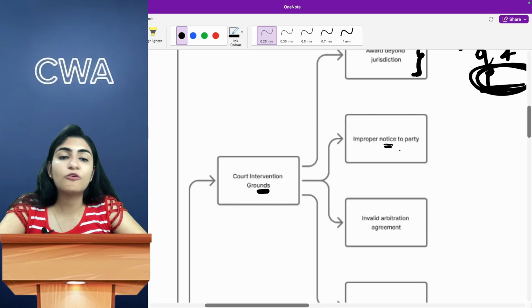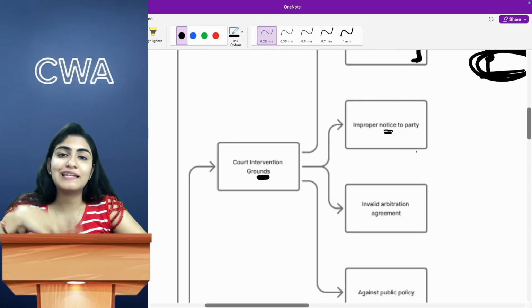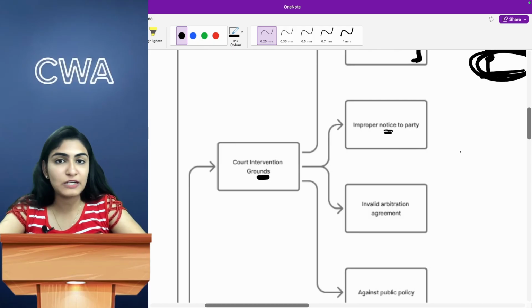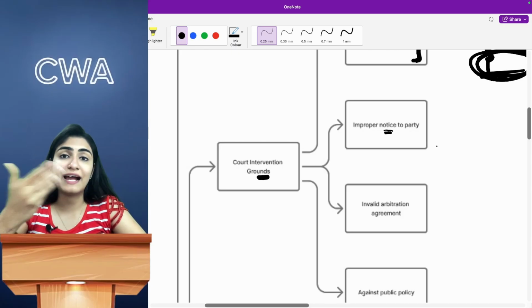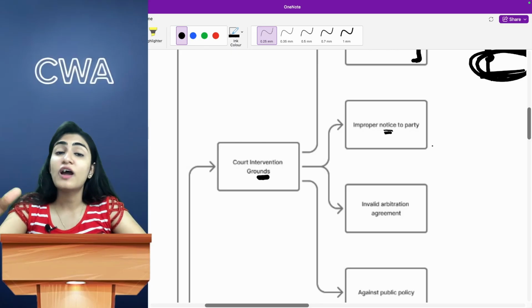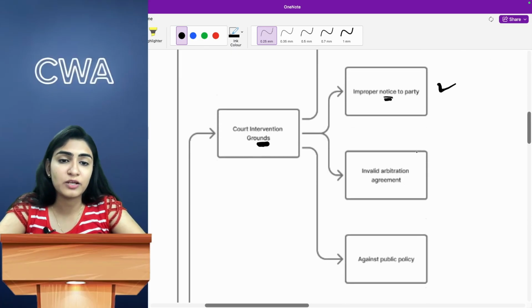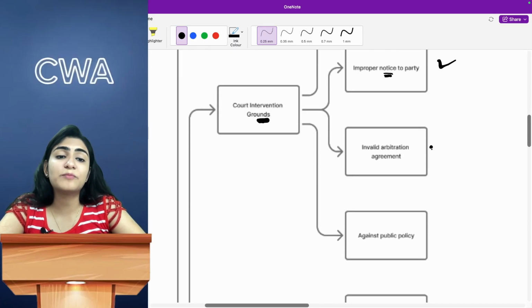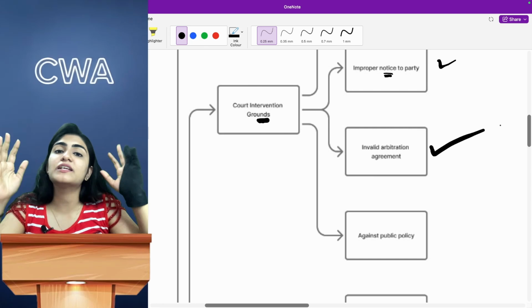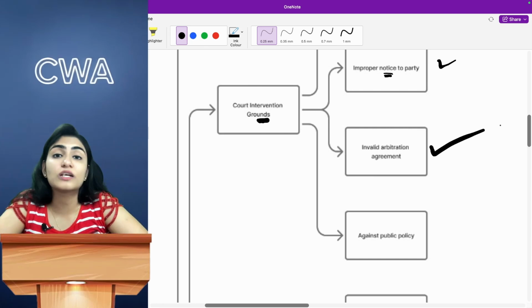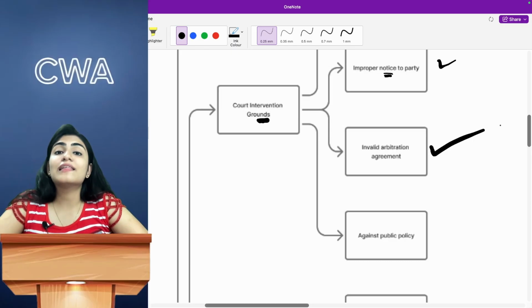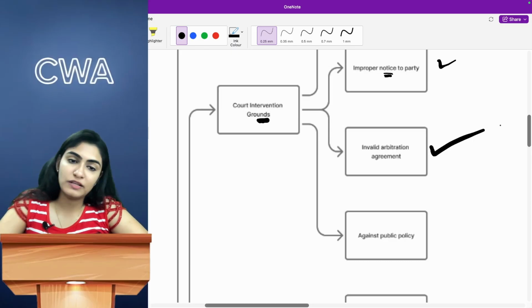Or improper notice to the party. There was no notice given to the parties. In that case, parties can go to court and say that we had no notice of the appointment of the arbitrator, or so on and so forth. In that case also, the court can intervene. Invalid arbitration agreement: the agreement that was made was not a valid agreement. In that case also the court will intervene.